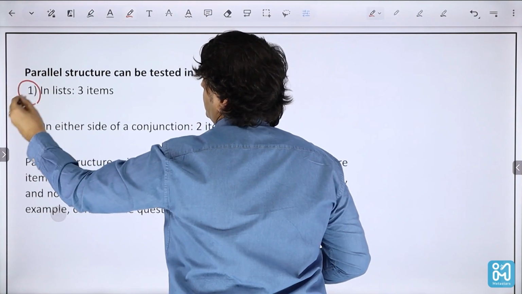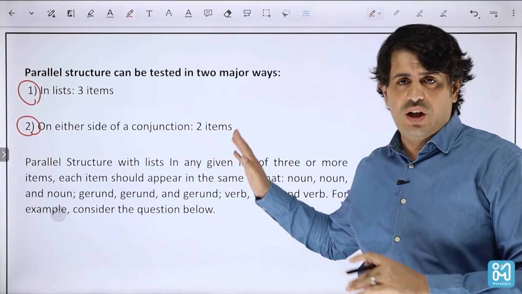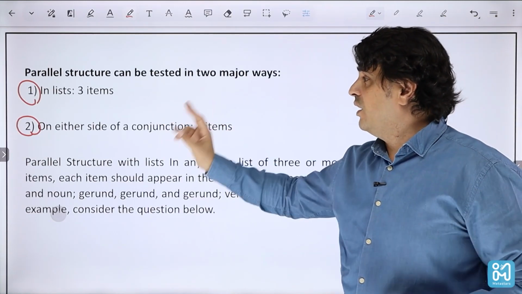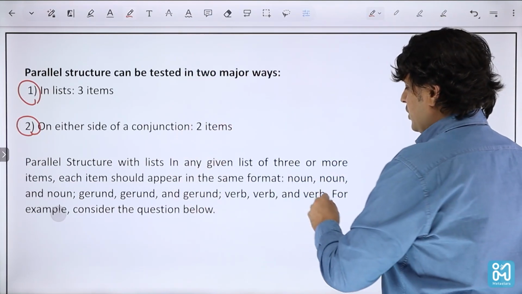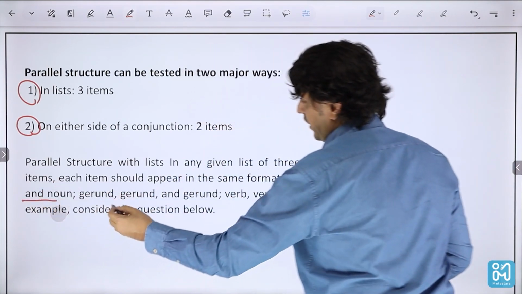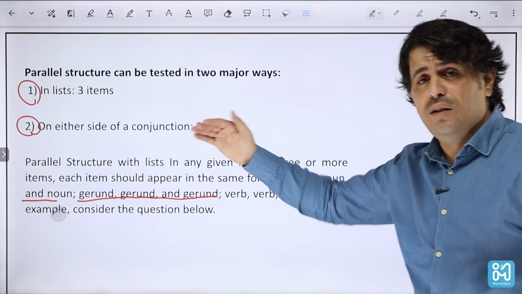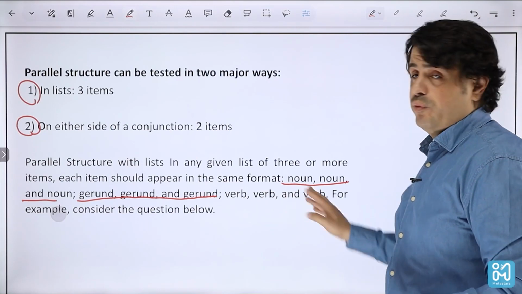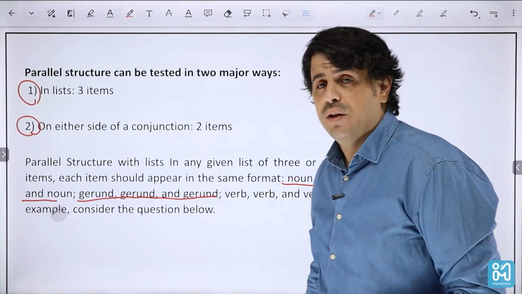The first one is a list of three items, and the second is either side of conjunctions, which we're going to focus on later on. If I have a list that consists of three items, such as three nouns, this means parallel structure for me. If I have two gerunds consecutively, I would say this is a parallel structure. That's what I mean by parallel structure.